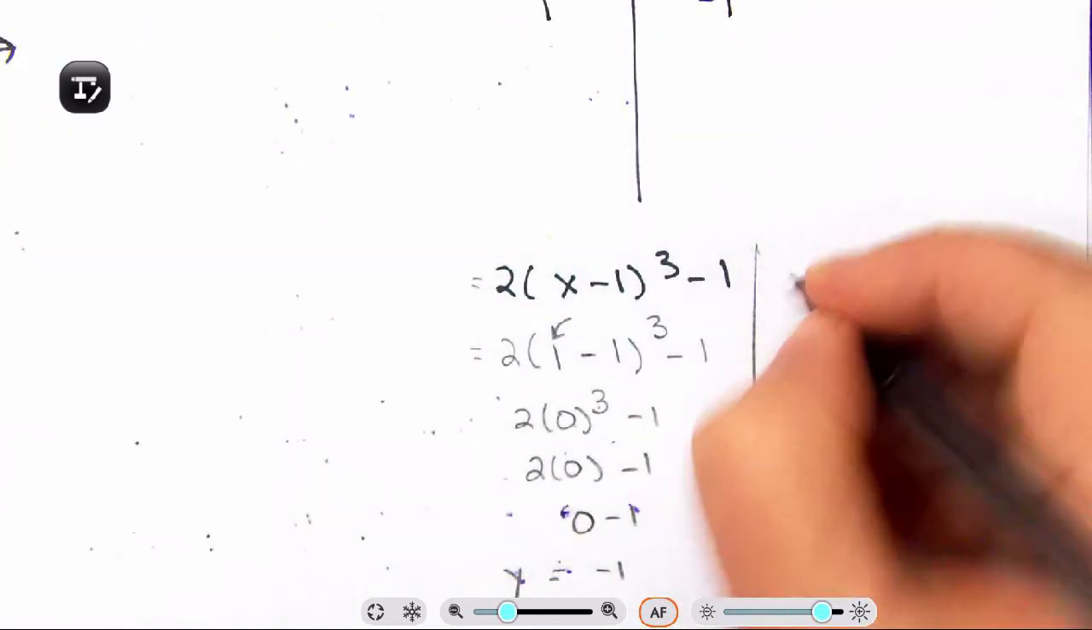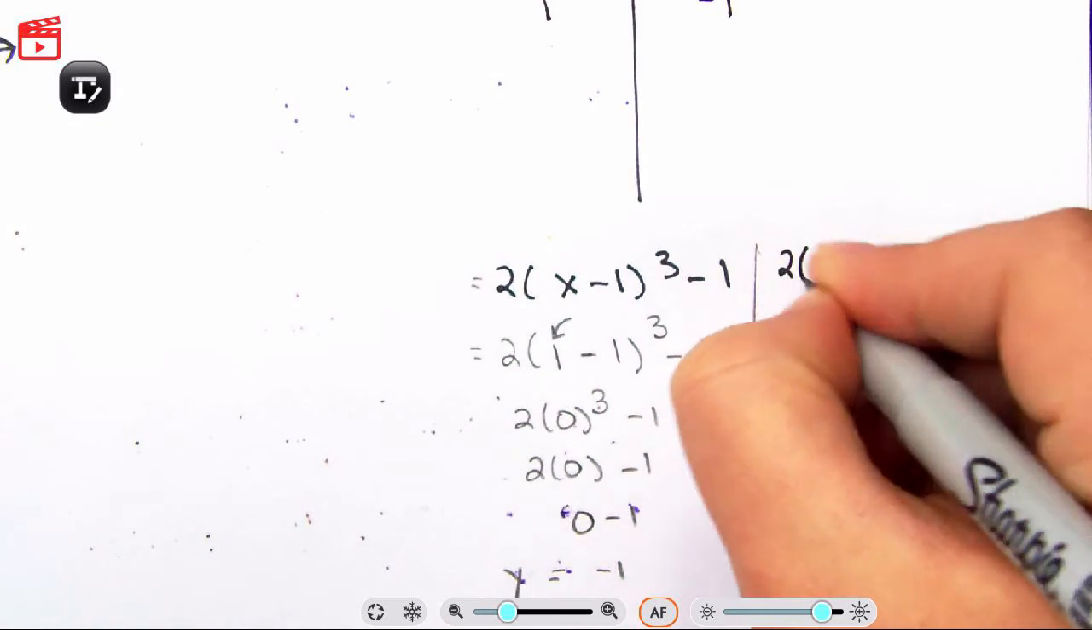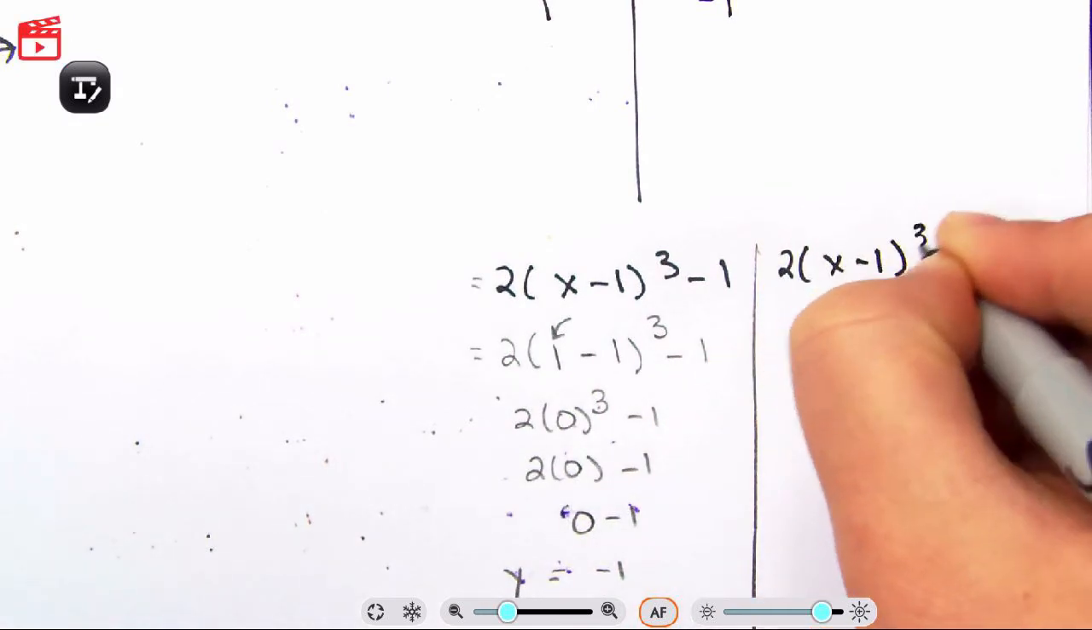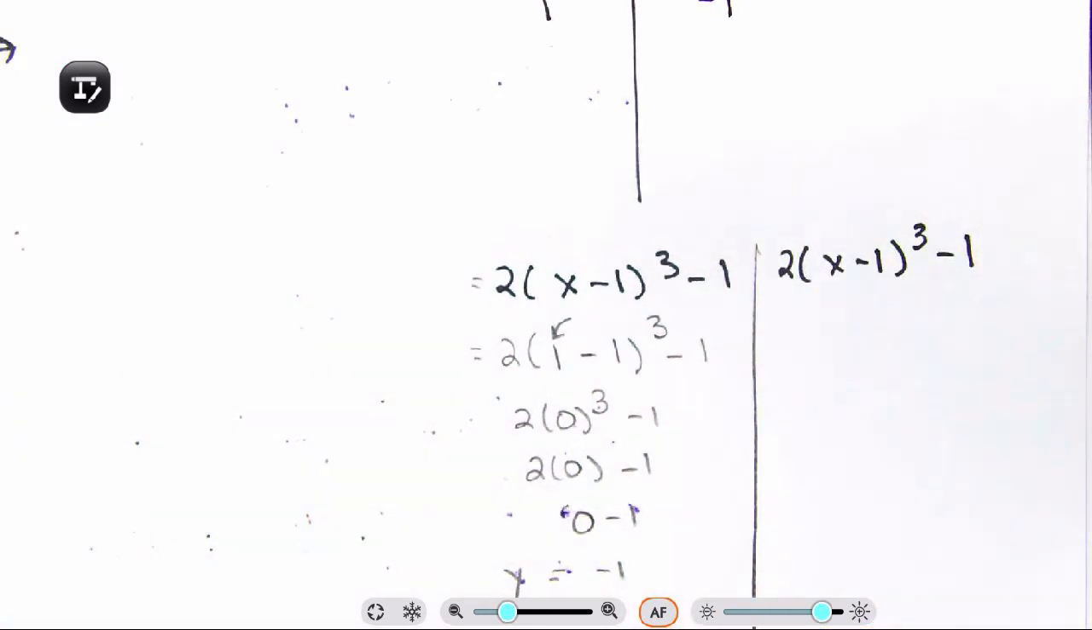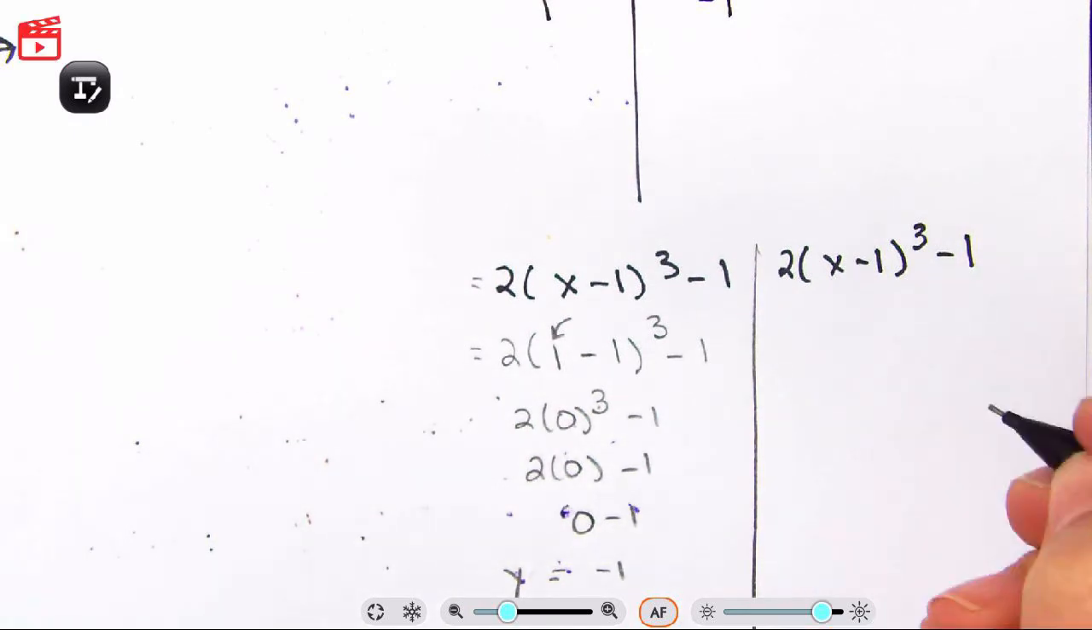And again, choose your pretty numbers that make your inside bubble easy to simplify. Like if you wanted to do 6, you can absolutely do 6. 6 minus 1 is 5. 5 cubed is 125. Now, 125 times 2, absolutely you can do it, but it's not going to be the easiest thing to graph. So we're going to choose small numbers. We're going to choose numbers that give us pretty things on the inside.